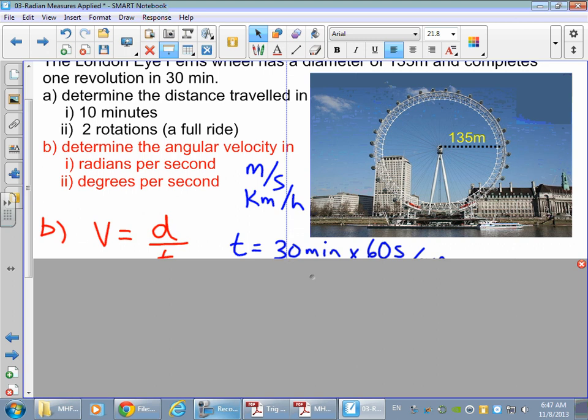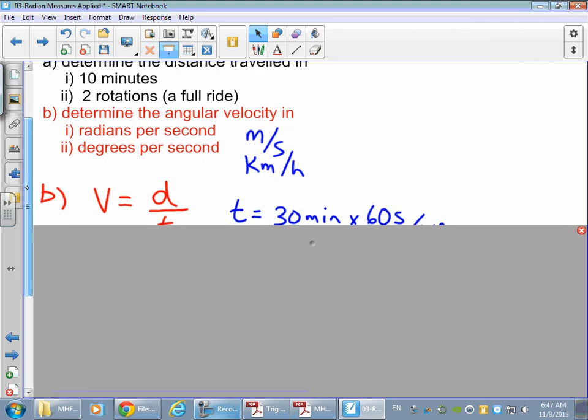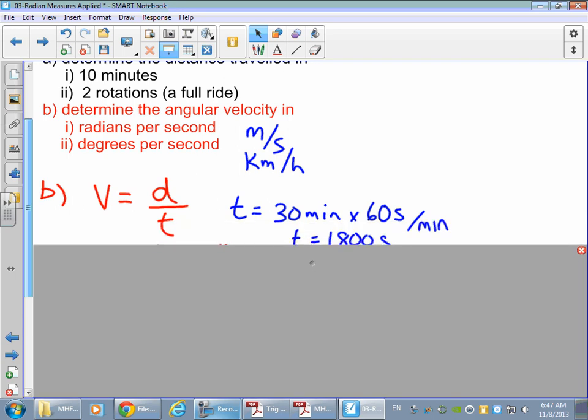Again, I messed this one up too. Let's just get rid of that one. We won't actually be plugging in the radius. If we wanted to calculate the number of meters per second we were traveling, then we would plug it in at that point. And so as we're going through this, 30 minutes is 1800 seconds.